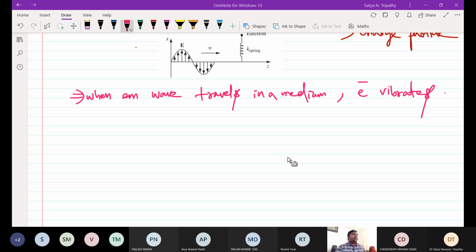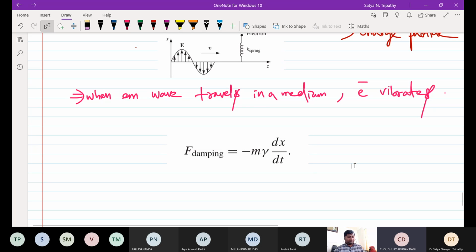Next, we should write the equation of motion. With this vibration, there is also damping. Due to the vibration, some damping will be happening. Sir, what causes the damping in this?